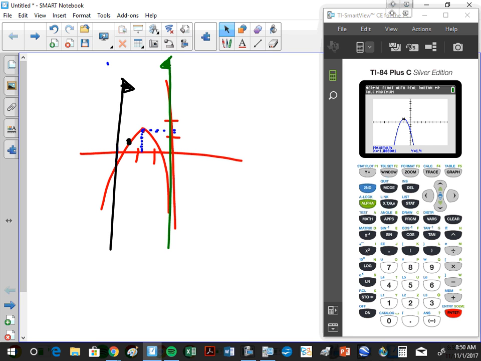So in set 3.3, we are going to do 3 through 27 odd. Okay, good luck.